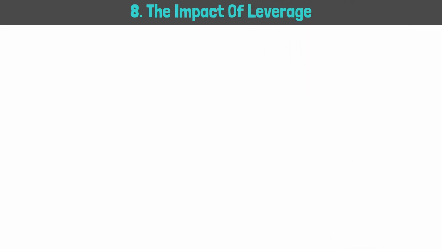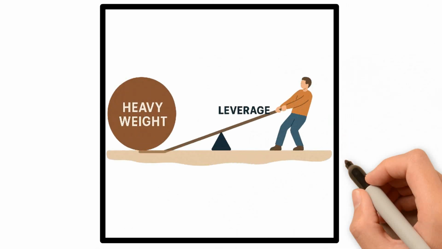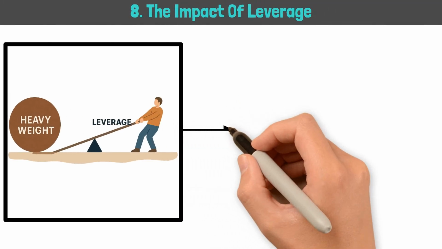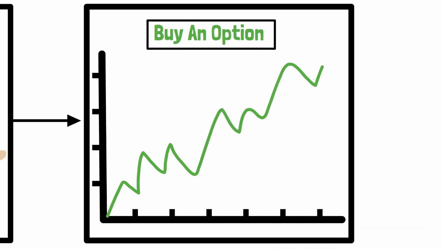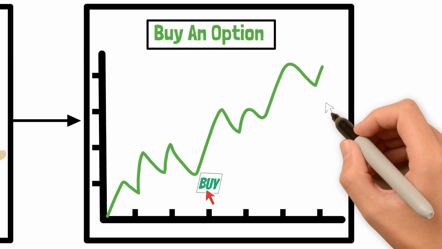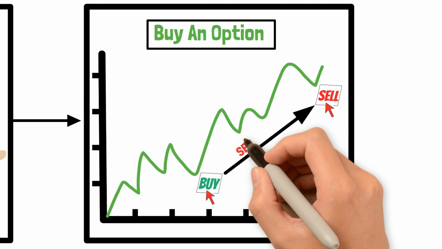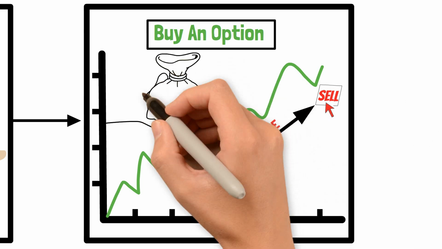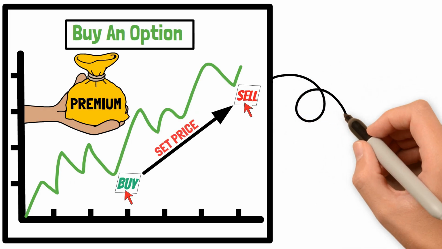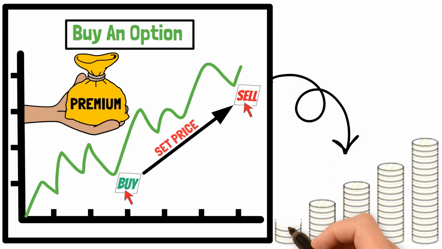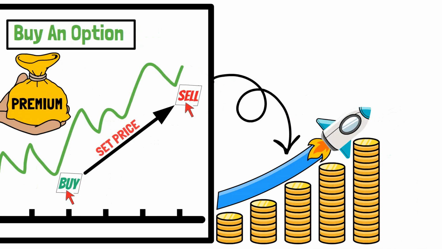8. The impact of leverage. Options trading is like using a lever to lift a heavy weight with less effort. In the financial world, leverage allows you to control a large amount of stock for a fraction of the price. This is possible because when you buy an option, you're not purchasing the stock itself, but the right to buy or sell it later at a set price. For a relatively small amount of money, the premium, you can control a lot of shares.